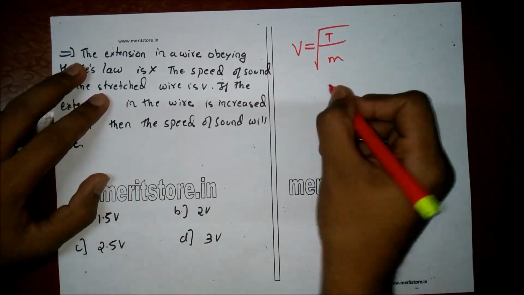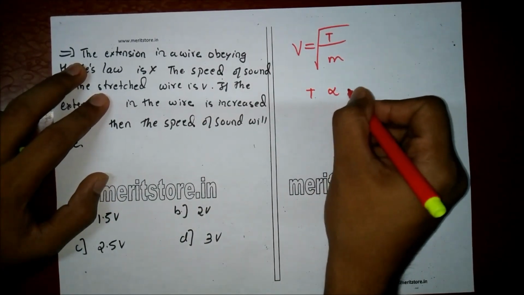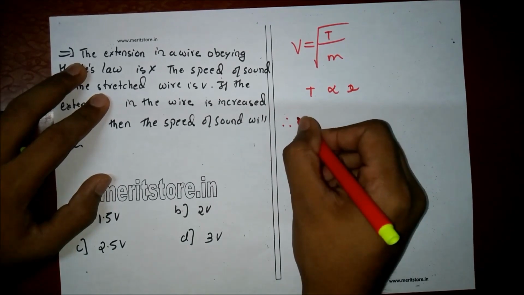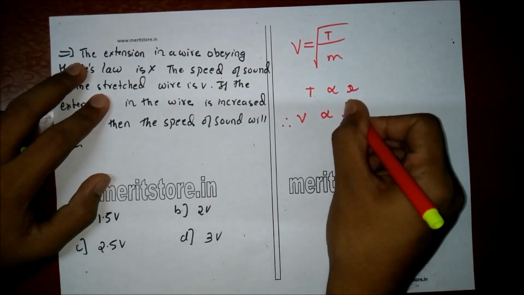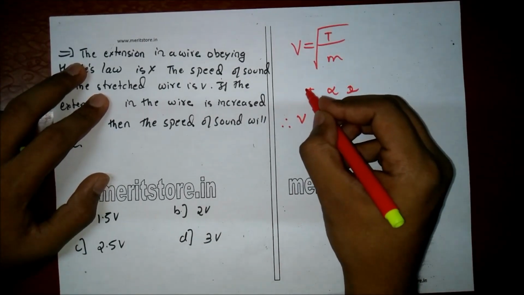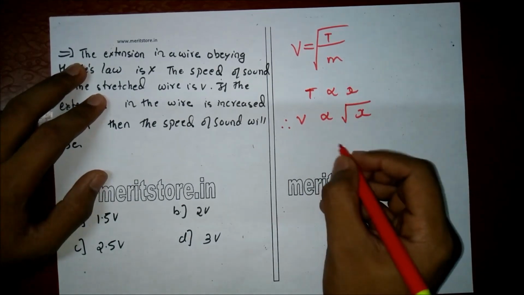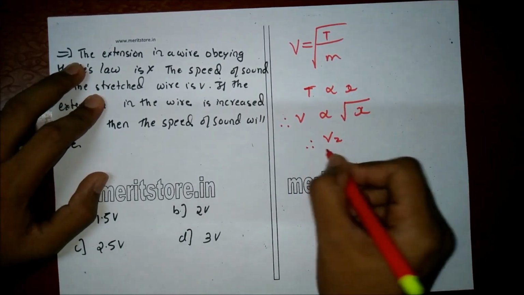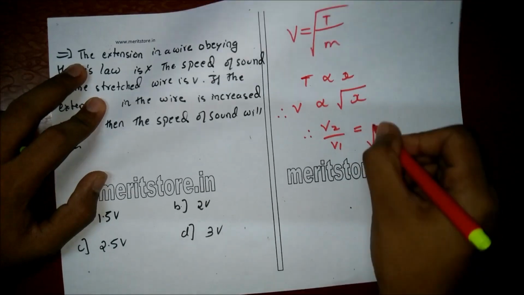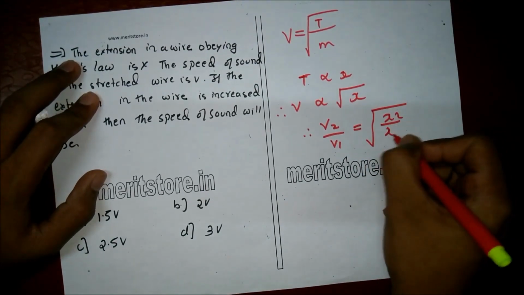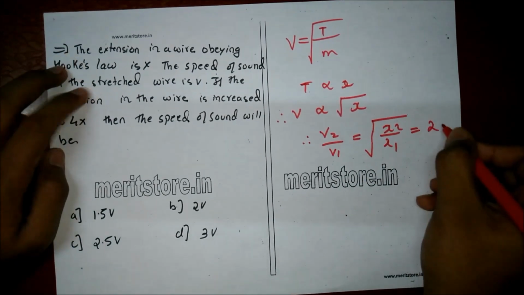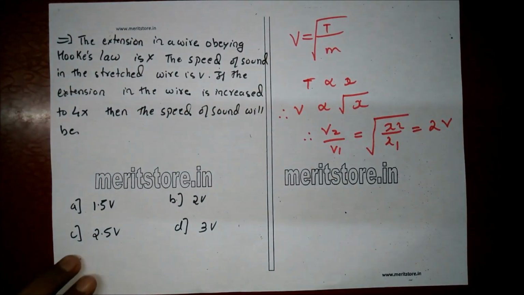But by Hooke's law, T is directly proportional to X. Therefore, V is directly proportional to root X. Substituting X in place of T, V2 upon V1 will be equal to root of X2 upon X1, which is equal to 2. So the speed becomes 2V. Therefore, here the correct answer will be B.